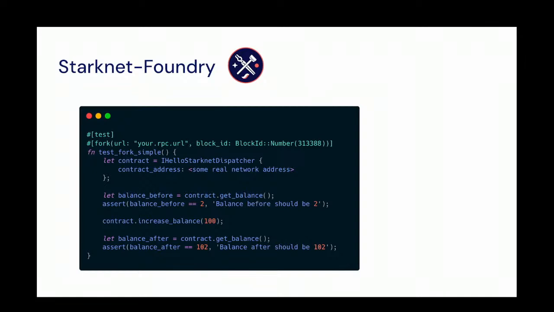And we have Starknet Foundry, which I'm developing now. And we have some syntactic sugar for the forks. You can use the fork attribute and configure it with URL and block ID, and then simply use the state inside your test without any creating forks or selecting them. As you can see, we take some address from the real network and call the getBalance function on it and get some value which we didn't set previously. And we can play on top of it and locally change the state of this network.